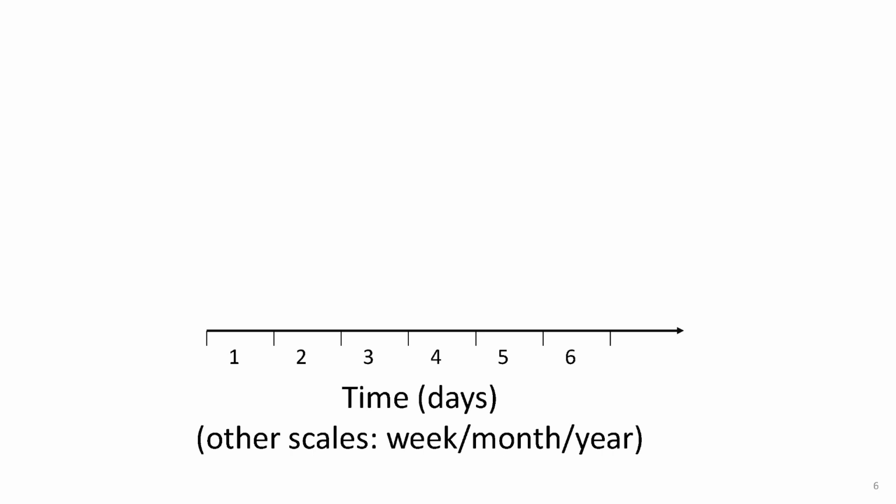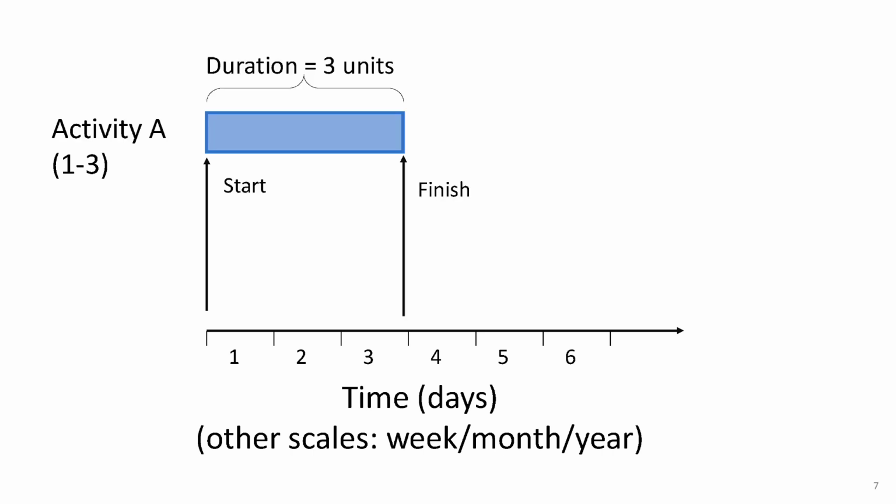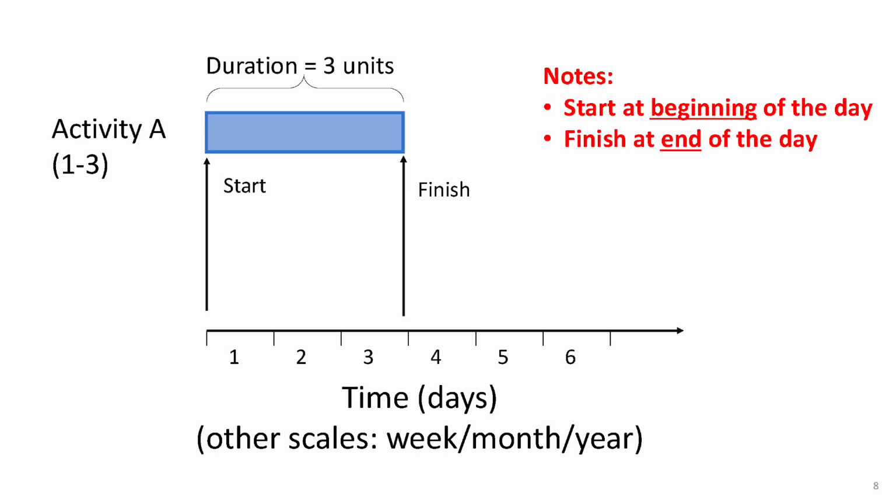So how do we show an activity on the schedule? We use a horizontal bar, where the length of the bar represents the duration of the activity. For example, if an activity lasts 3 days, the bar will stretch across 3 days. The start and end points of the bar show when the activity begins and finishes. One key thing to remember, activities always start at the beginning of the day and finish at the end of the day. Now, let's say you have another activity, activity B, that starts on day 4 and finishes on day 6. The schedule bar for this activity will start at the beginning of day 4 and extend to the end of day 6, just like this.